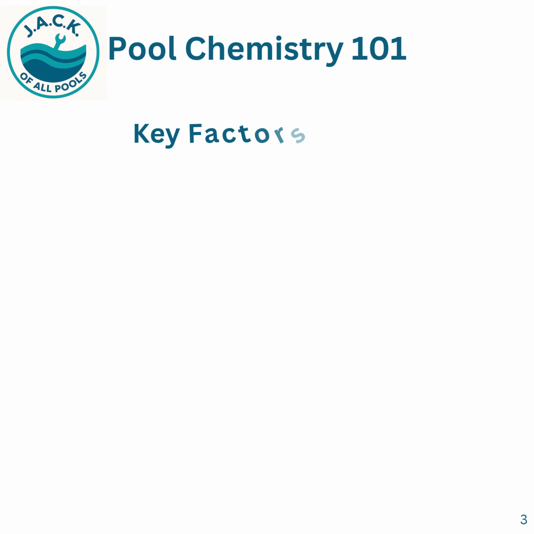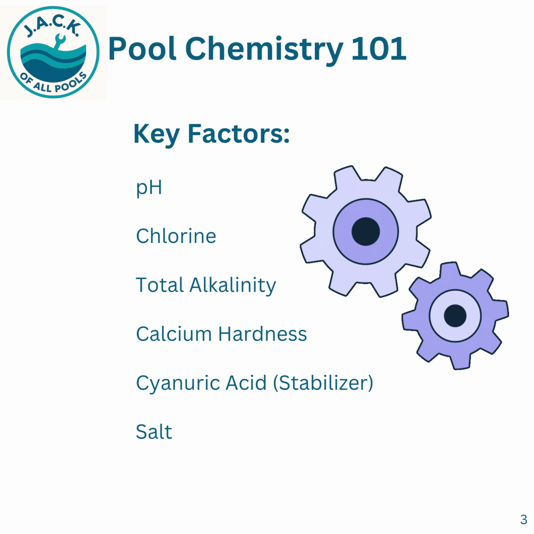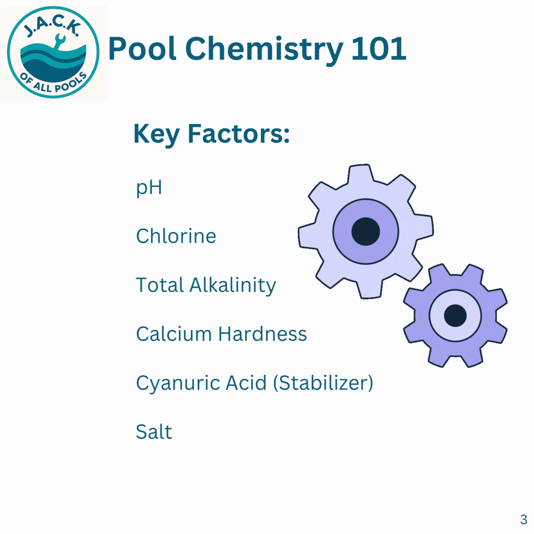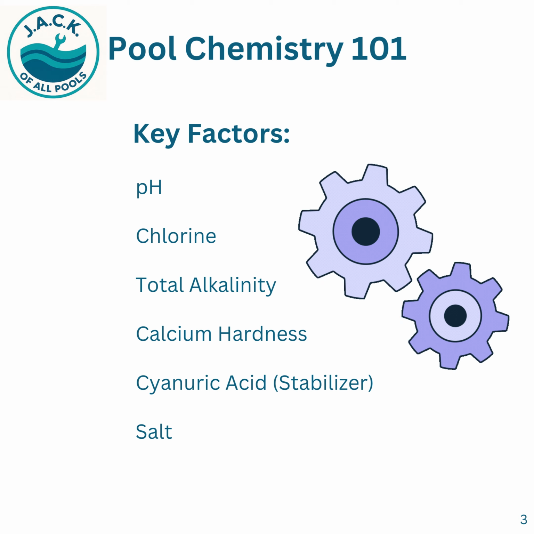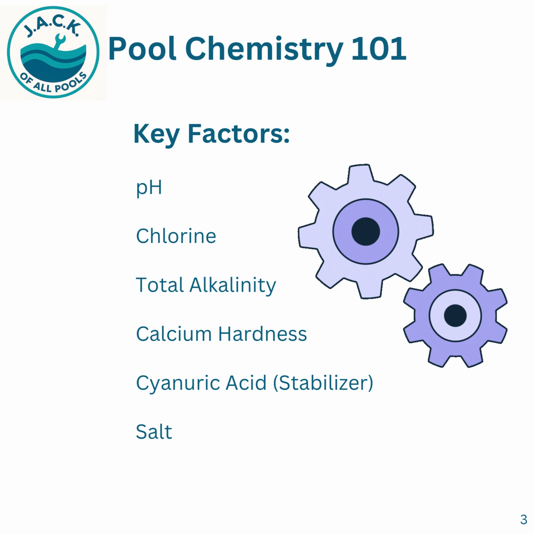Think of your pool as a recipe. Every ingredient matters. Too much or too little of one thing can throw everything off. To keep your water clear, safe, and balanced, there are a few key factors you need to keep an eye on. The main ones to monitor are pH, chlorine, total alkalinity, calcium hardness, cyanuric acid, also known as stabilizer, and of course, salt. These elements work together, kind of like gears in a machine. If one gear slips, the others can get out of sync, and that's when you start seeing cloudy water, algae blooms, or skin and eye irritation.